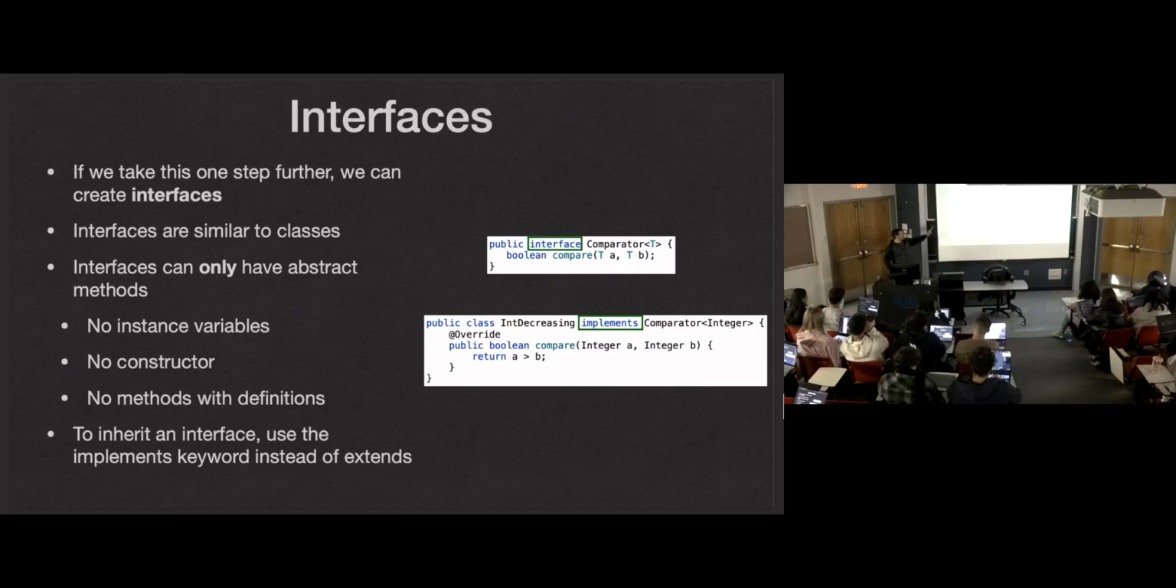So if they're only abstract methods, we don't have the same issue, and we can implement as many interfaces as we want. And I don't have an example of it, but the syntax would be a comma-separated list. I would put a comma and then another interface name if I want to implement multiple interfaces. So we can extend one class and also implement any number of interfaces.